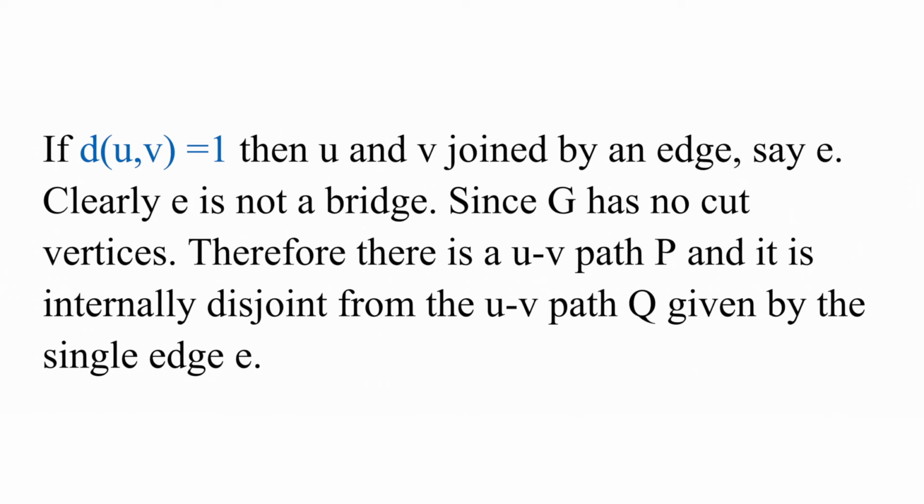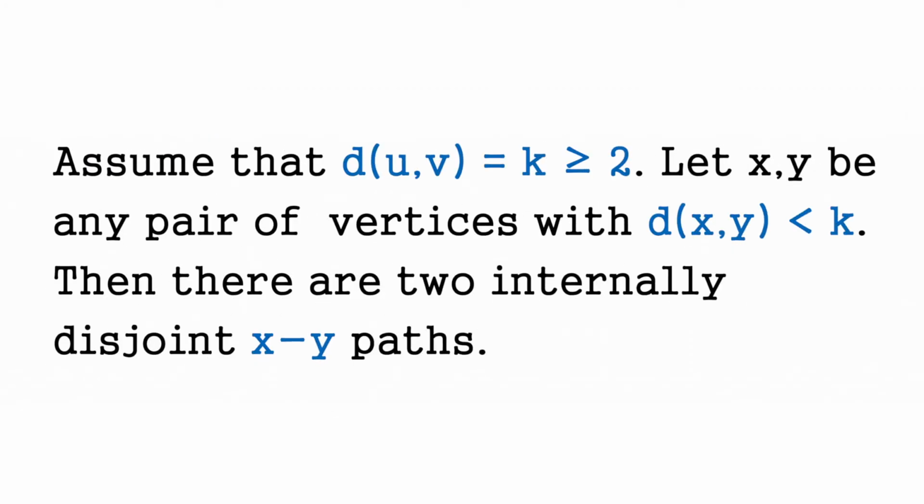If distance is equal to 1, then U and V are joined by an edge, say E. Clearly, E is not a bridge since G has no cut vertices. Therefore, there is a UV path P and it is internally disjoint from the UV path Q given by the single edge E. Assume that the distance between U and V is equal to K, that is greater than or equal to 2. Let x, y be any pair of vertices with distance less than K. Then there are 2 internally disjoint xy paths.